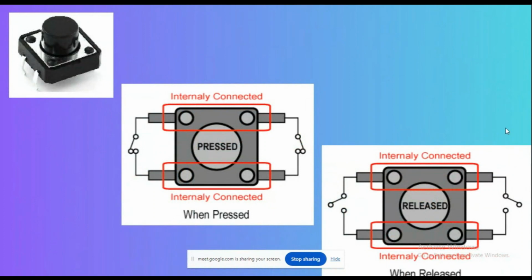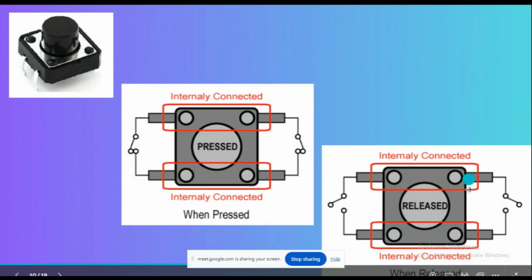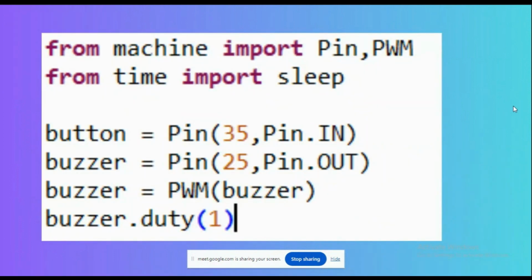In last week's lesson, we also discussed what happens with the push buttons. When we press them, these two connections make the path and allow the current to pass. When it is released, that means when it is not pressed, these connections are open. That means the path is incomplete for the current to flow. Now let's make our code.